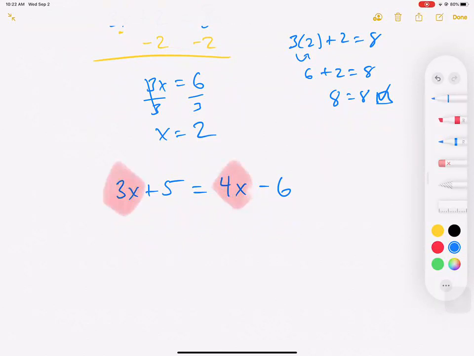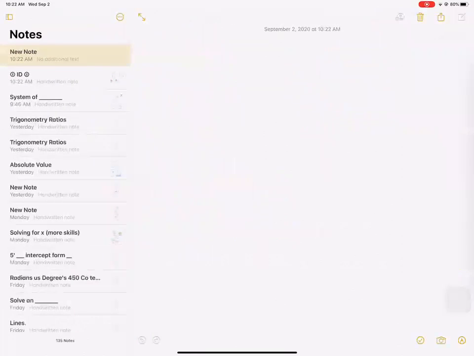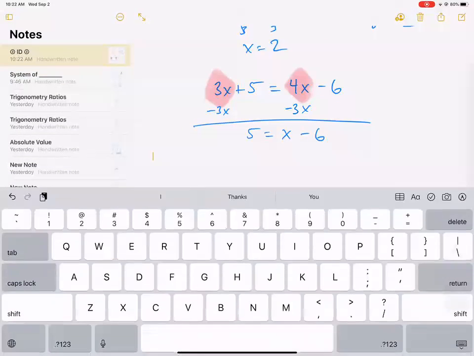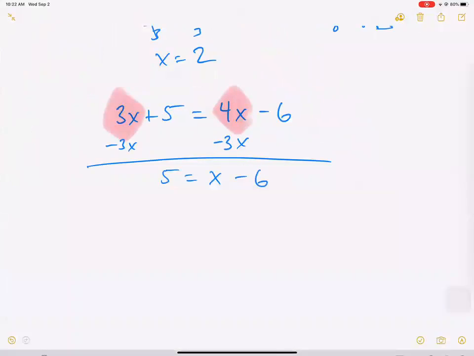So the reason why we want to do this is because when I move stuff to the bigger side, we don't end up with a negative x. 5 is equal to 4 minus 3 is 1. Now, on the side here, I want to show you guys what happens if I don't follow that simple rule. And again, it's not the end of the world, but it does make the problem slightly harder.